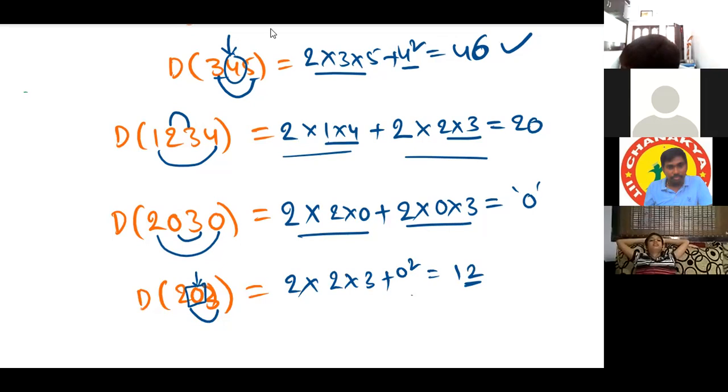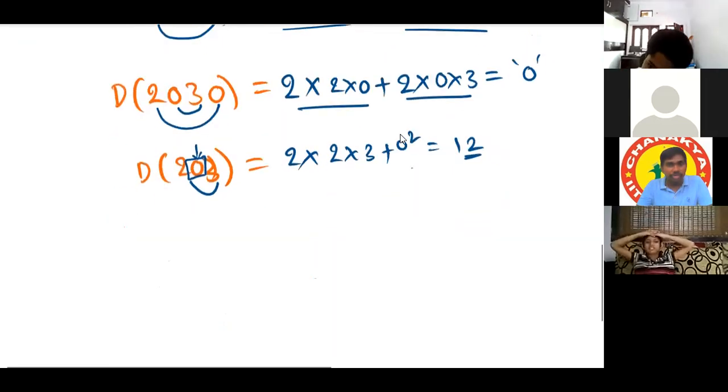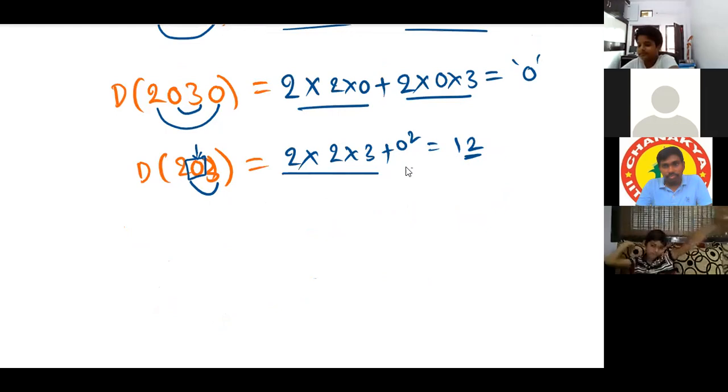If we have a middle digit, we have to square it. 0 square is 0 only, right, sir? So the answer would be 0. This is 12, this is 0. Overall, it is 12, addition. Sir, the multiplication will keep on getting bigger and bigger.